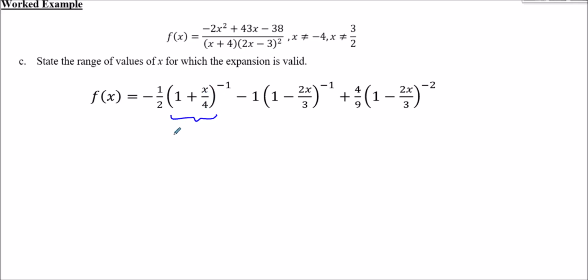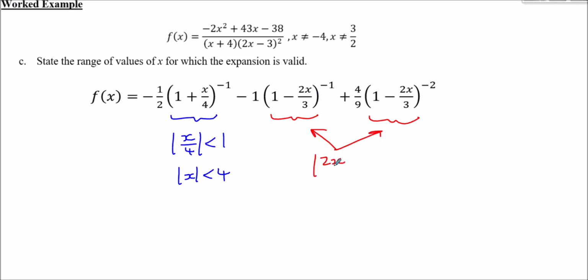We need the size of this thing here to be less than 1. So in other words, multiply both sides by 4. We need x to be less than 4. These two here are both minus 2x over 3. So for both these ones here, we just need the size of minus 2x over 3, which is the same as the magnitude of 2x over 3, to be less than 1. Times by 3, divide by 2, means we want the size of x to be less than 3 over 2.